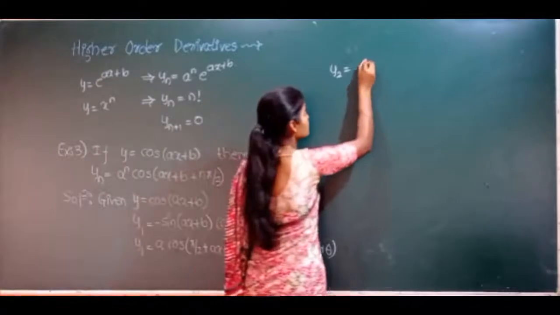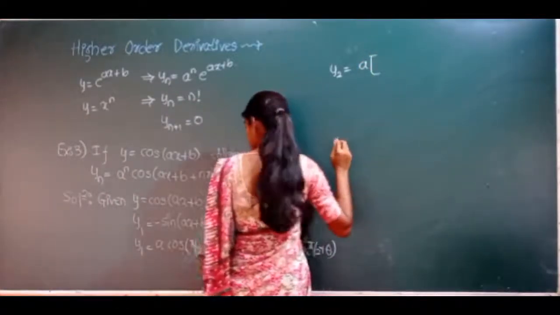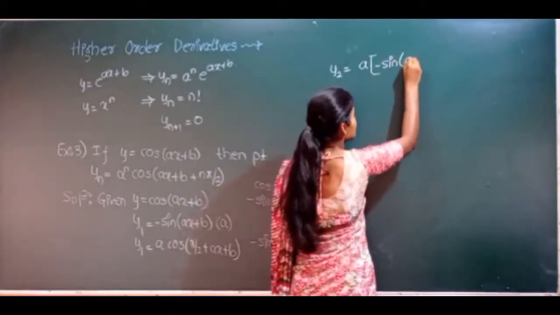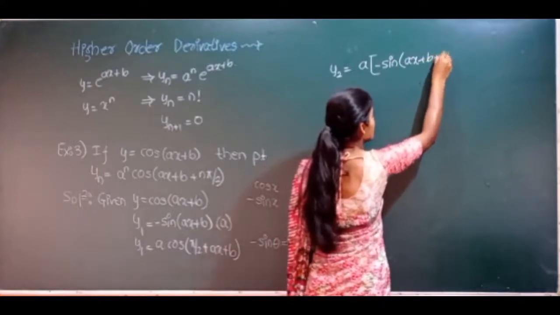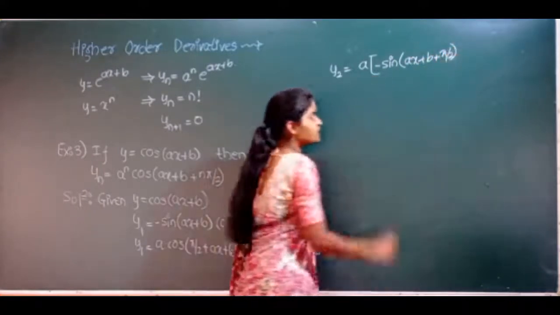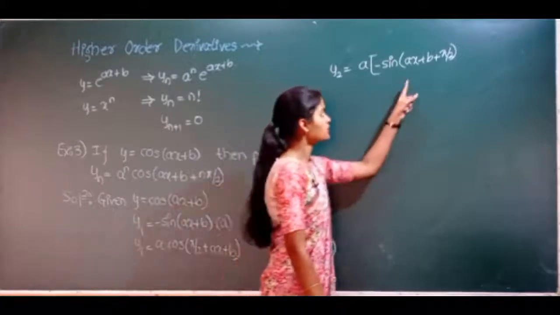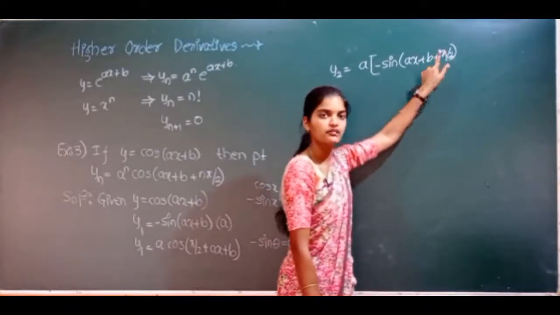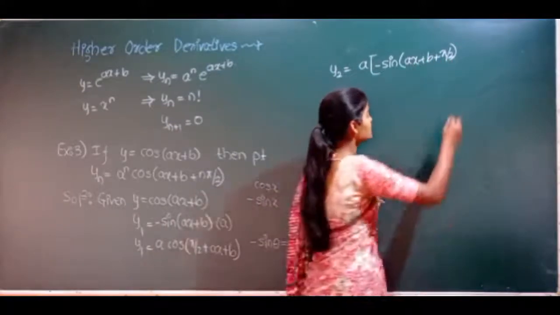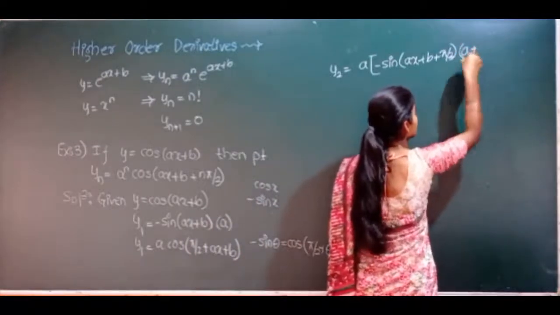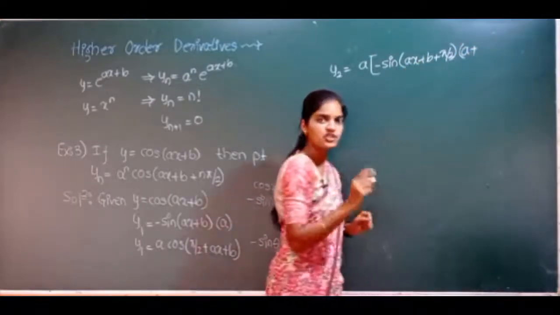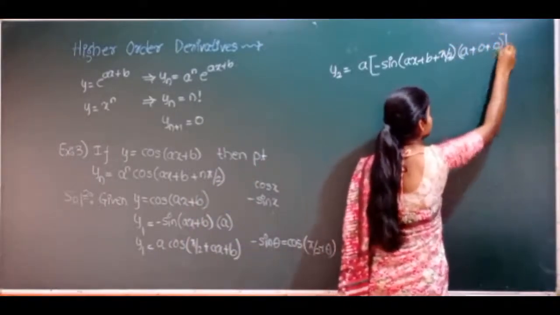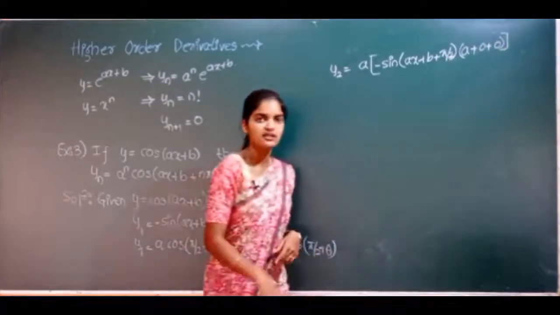Now y2 is equal to a as it is. Again cos(ax + b + pi/2), differentiation. Cos differentiation I can write here as sin(ax + b + pi/2), and this is of negative sign. And again by the chain rule, differentiation of this angle, ax + b + pi/2: a is a constant, x differentiation is 1, then b differentiation is 0, plus pi/2 is also 0. Why? Because b and pi/2 are constants.